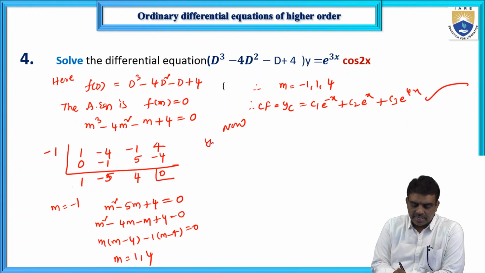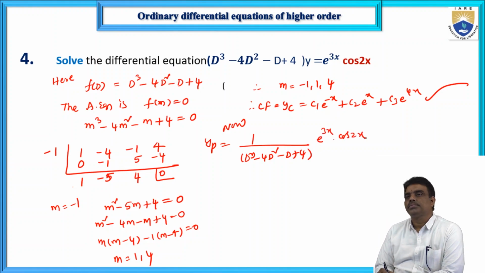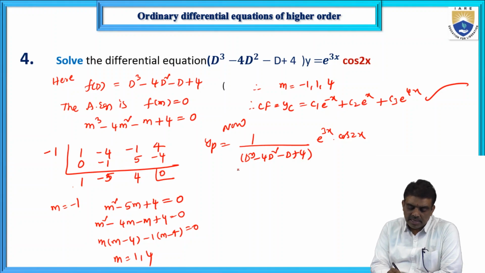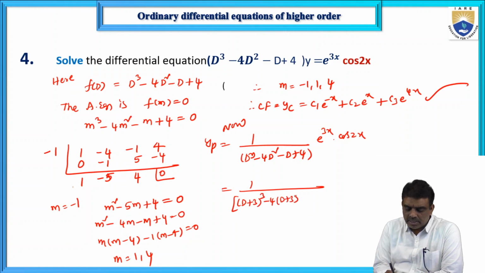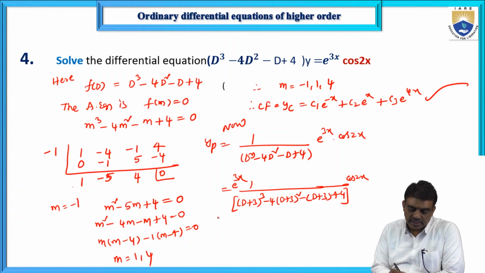So how to write the particular integral yp is equal to 1 by D cube minus 4D square minus D plus 4 of e power 3x into cos 2x. So just replace D by D plus 3: 1 by (D plus 3) whole cube minus 4 into (D plus 3) whole square minus (D plus 3) plus 4 of cos 2x. Already the operation with e power 3x is completed, so that's why you have to write e power 3x before.